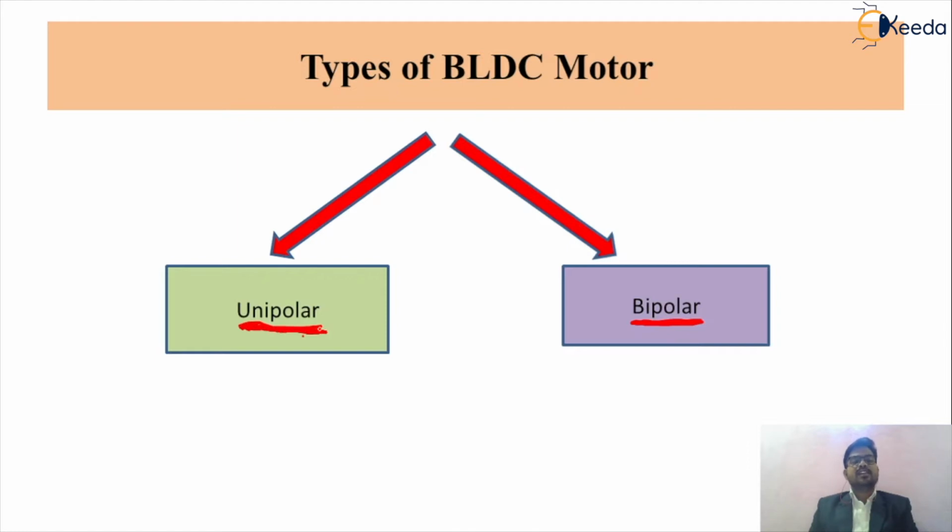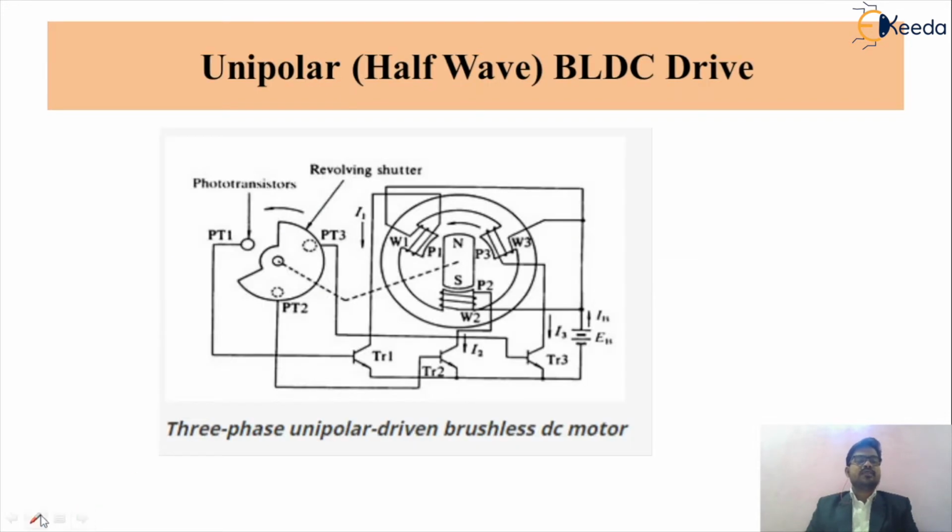But friends, practically, the most preferred type of BLDC motor used in industry is the bipolar BLDC motor. So friends, we can understand the detailed concept of unipolar and bipolar BLDC motors. First of all, let's understand what we mean by unipolar, that is the unipolar half wave BLDC drive. The name itself indicates its meaning. This type of BLDC motor operates in half wave, so sometimes we call it the unipolar half wave BLDC drive.